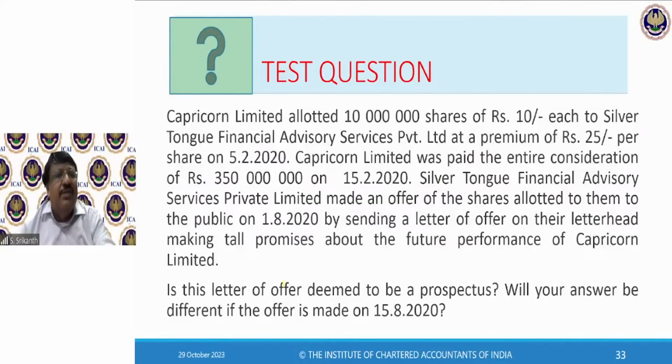They've received the entire consideration. That's it. So both the conditions are not satisfied. Therefore, if it is issued on 15 August, it is not a deemed prospectus. But if it is on 1/8, it is a deemed prospectus. Okay.